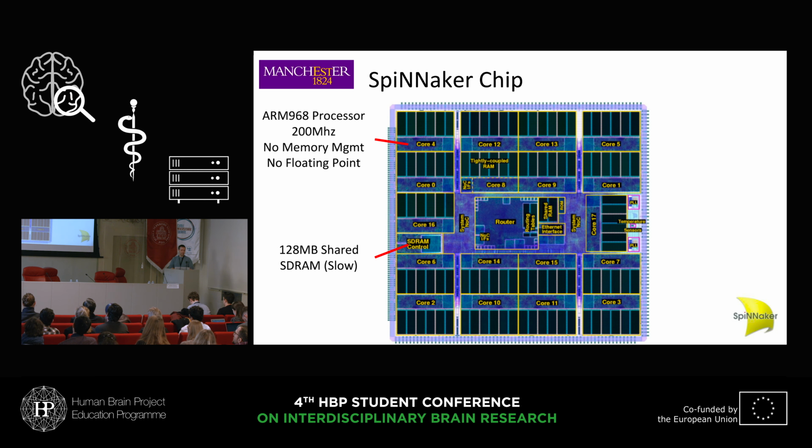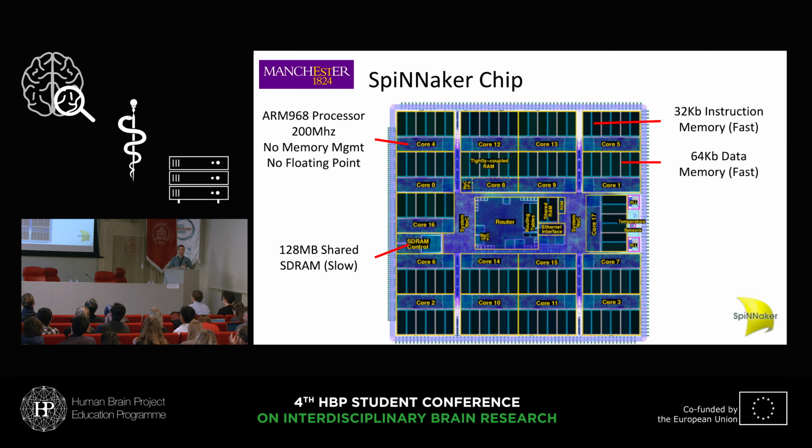We then have 18 processing cores. Now these are running at 200 megahertz, so they're quite slow compared to the gigahertz processors in your normal computer. They have no floating point unit, so if you want to do floating point calculations, you have to do them in software. And there's no memory management, so when you're programming these things, it's quite easy to make silly mistakes, unfortunately. So you have to be a lot more careful with them.